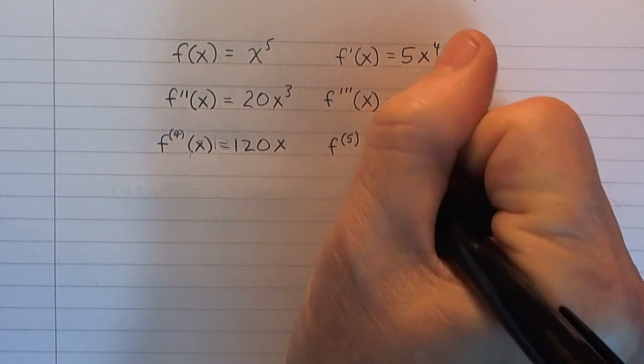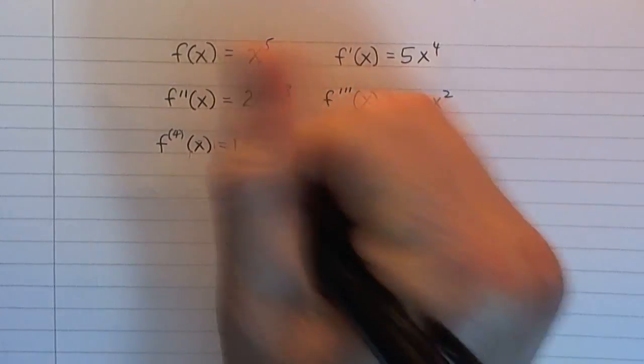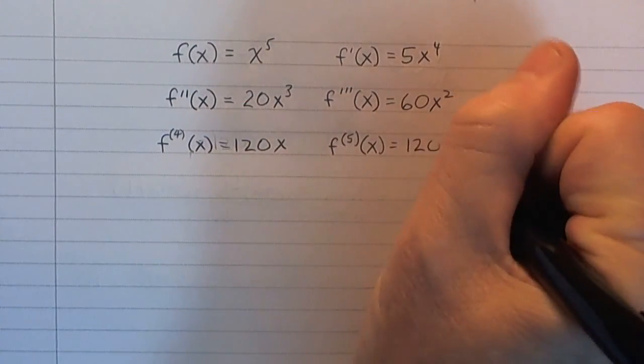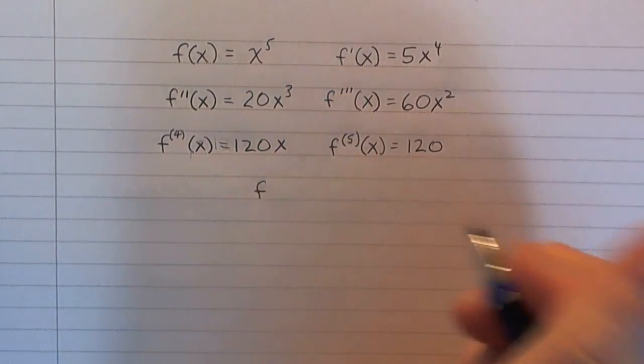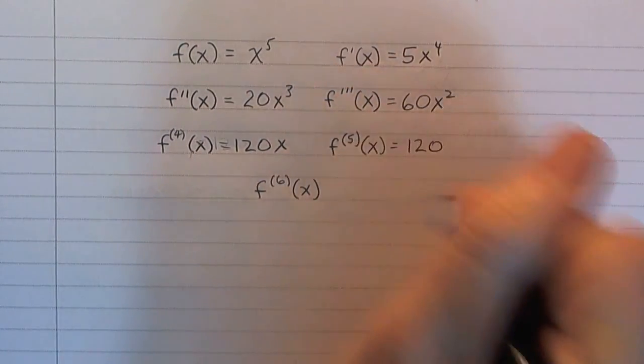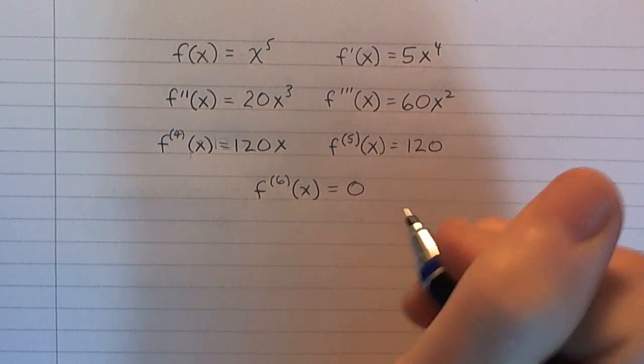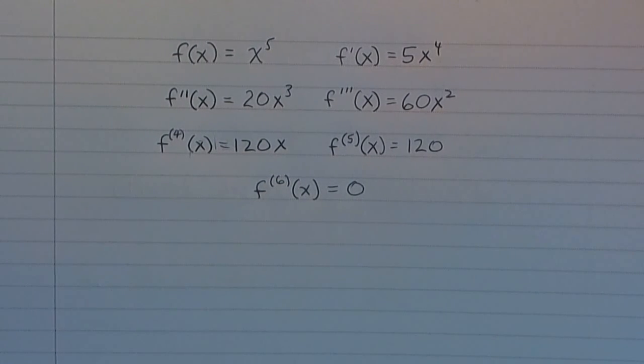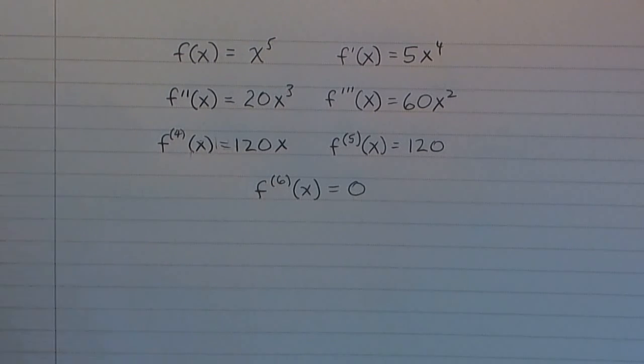And you see, we're getting these higher order derivatives. So this would be 120. And then notice the sixth derivative is just going to be 0 because I'm differentiating a constant. So when we talk about higher order derivatives, it's not a complicated thing. It's just you're differentiating again, repeatedly.